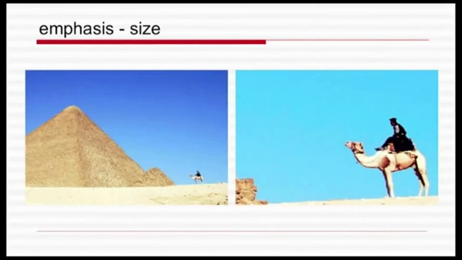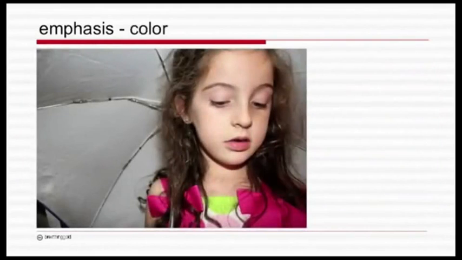Color is also a rich source of visual emphasis. Notice here that the contrast between the neutral gray umbrella and the color of the girl's features and clothing draws our focus to her face. Color carries emotional weight, too, and the warmth of the pinks and browns of the girl also contrast with the emotionally cool gray of the umbrella.